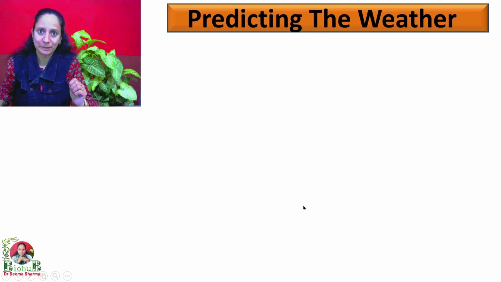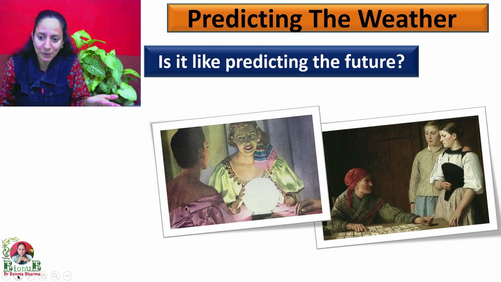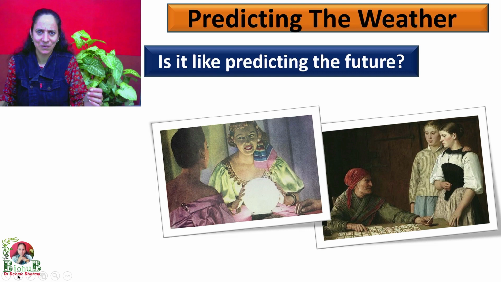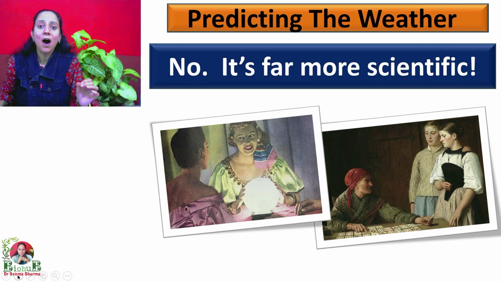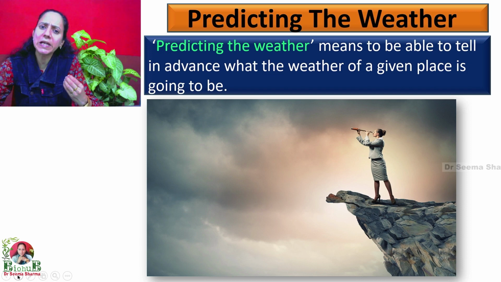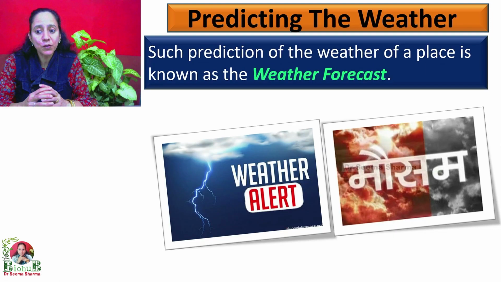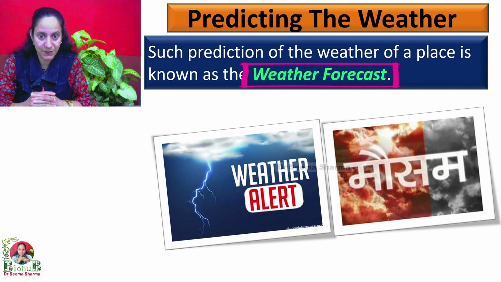Predicting the weather. So how is it done? Is it like predicting the future? No, no, I don't think so. Neither, my students. It is far more scientific. Predicting the weather means to be able to tell in advance what the weather of a given place is going to be. Such prediction of the weather of a place is known as weather forecast.